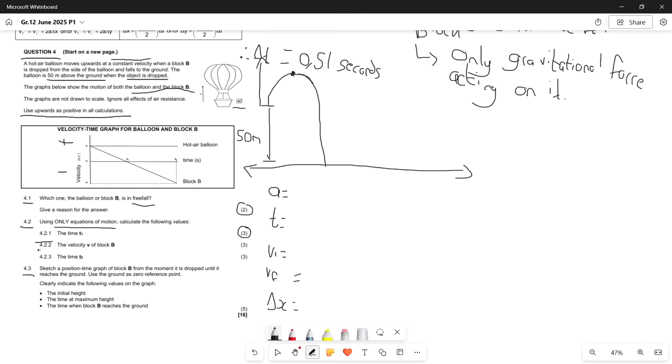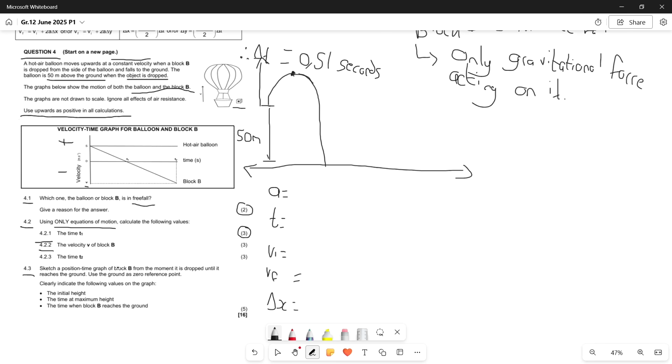And then 4.2.2, the velocity V of block B. So the velocity V is over here. It is the final velocity when the ball hits the ground. Okay, so it was 50 meters above the ground, and it says it falls to the ground. So V over here is the final velocity when the ball hits the ground. The question following that is T2, and that is the time that it hits the ground, but we'll get there. So the velocity V of block B.